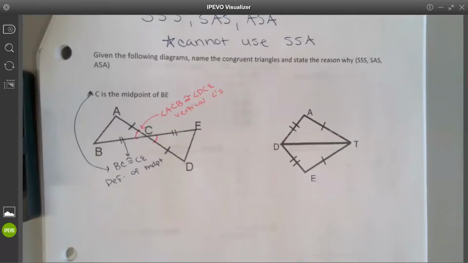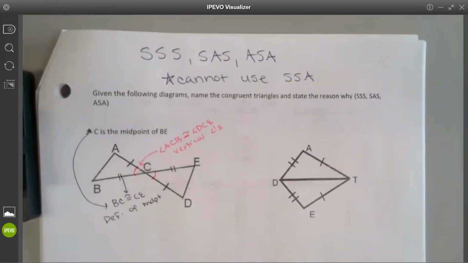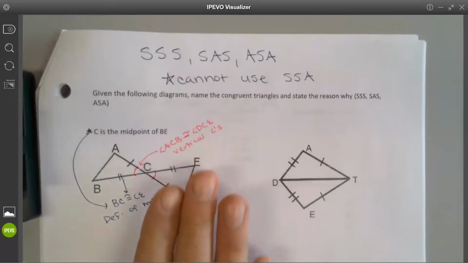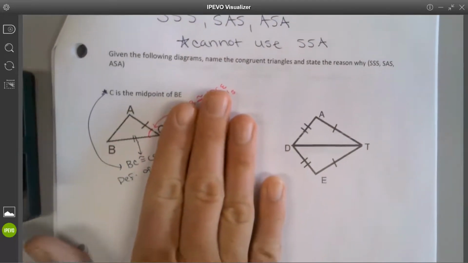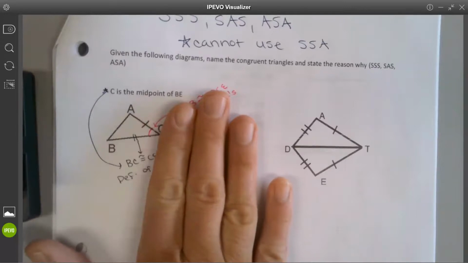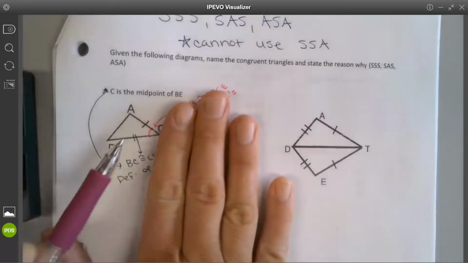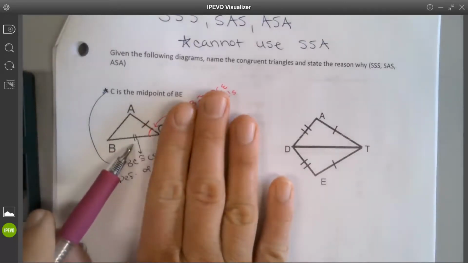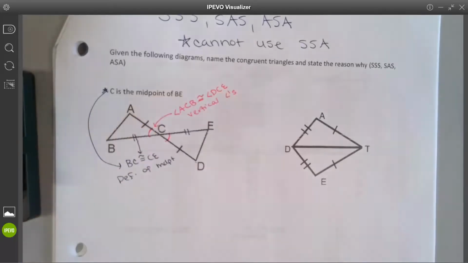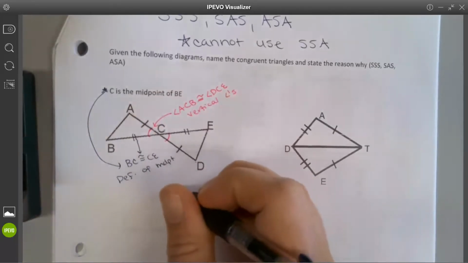Now I have 3 things. Are they an okay set of three things? Do I have either side, side, side, side, angle, side, or angle, side, angle? Which one do I have? Cut it down to one triangle. I think that's the easiest way to do it, and then just go in order. Side, angle, side. Okay. So I know that they are congruent by side, angle, side.